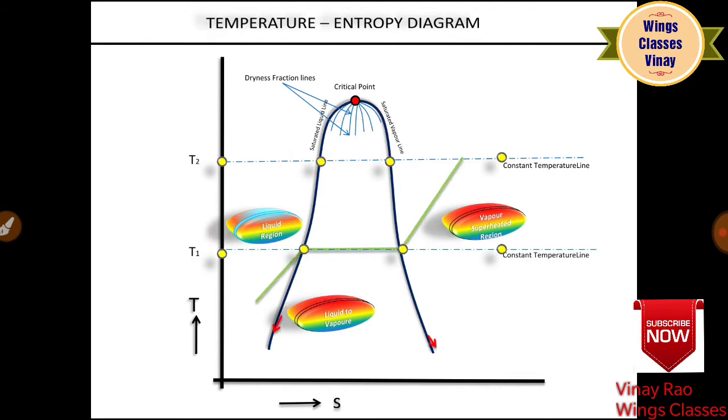After this is a constant pressure line. You have to remember that the constant pressure line moves in a curve form like this. In between this region, the latent heat region, the area under the curve, this is the latent heat region.